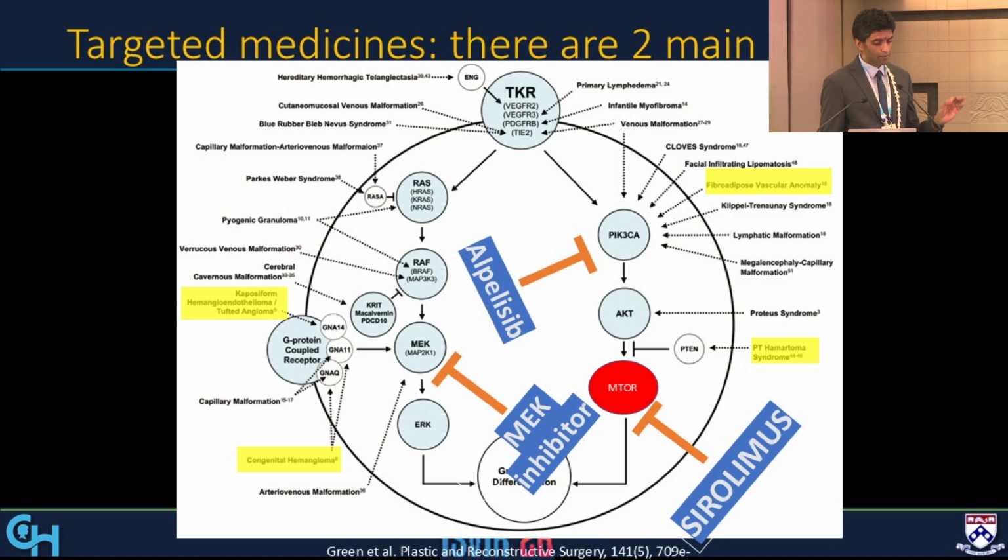And again, 3 main categories of medicines: MEK inhibitor, alpelisib, your direct PI3K inhibitor, and then sirolimus, which is your mTOR inhibitor. All of these can be used.